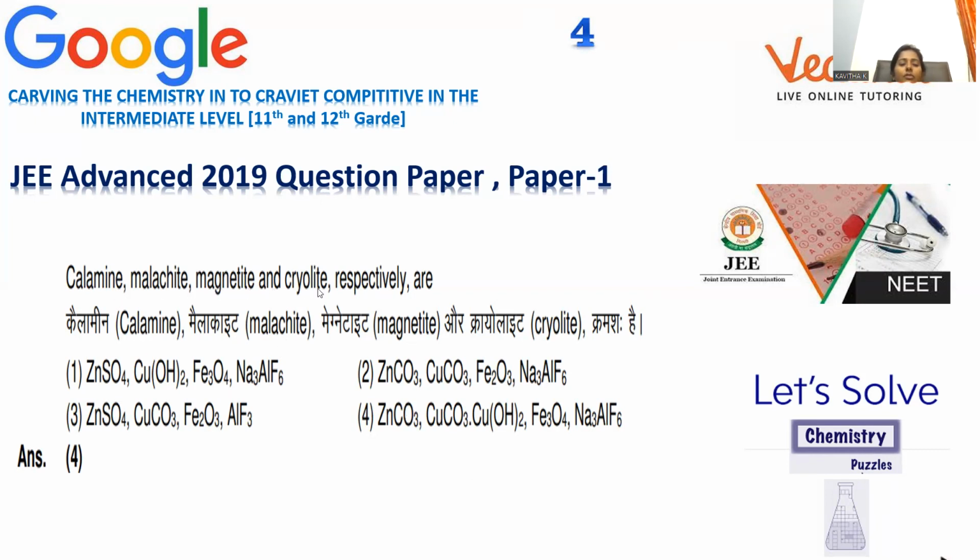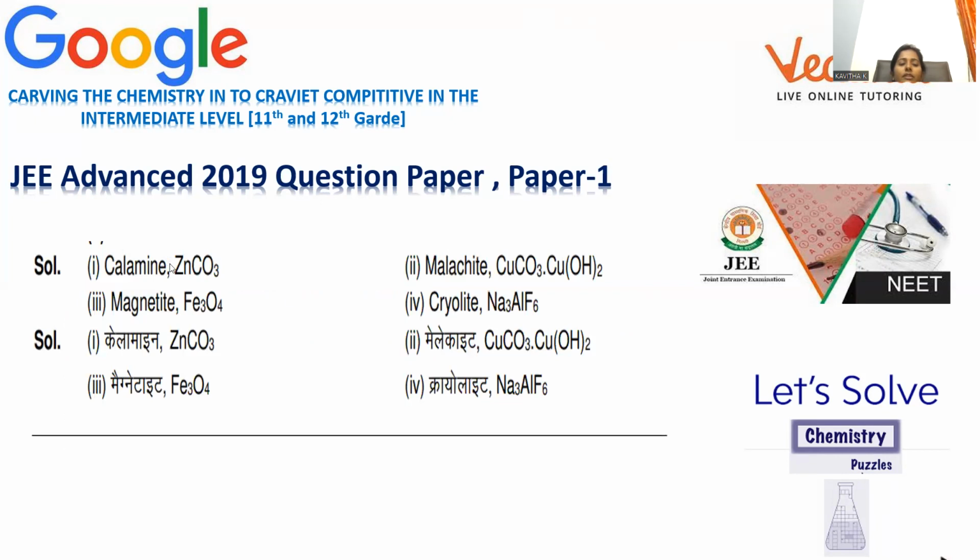They're asking that, when the ores are provided, their chemical composition be mapped. The correct answer is: calamine is zinc carbonate, malachite is copper carbonate and copper hydroxide, magnetite is Fe3O4, ferric oxide we can say, and cryolite is sodium aluminum hexafluoride. These are the ores and their respective compositions.